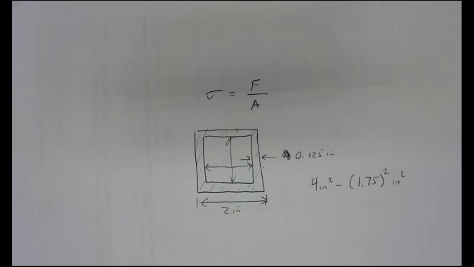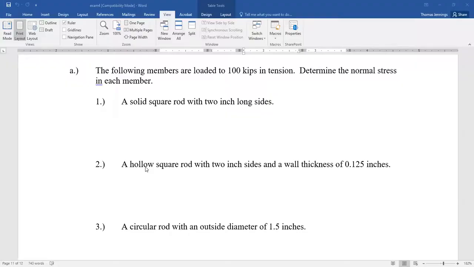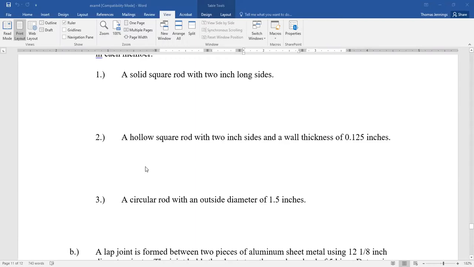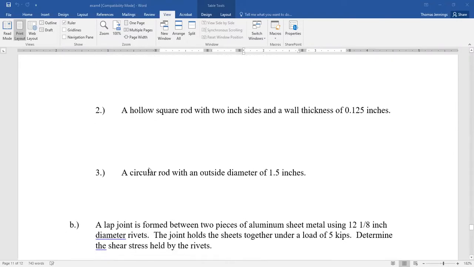For circles, don't forget pi r squared. I saw a number of small point losses when people used diameter instead of radius. If you're going to use pi r squared, you've got to use an r. If you plug in a d, you're going to get 4 times the area, which is going to give you 4 times less stress. So basic definition, normal stress: force over area.